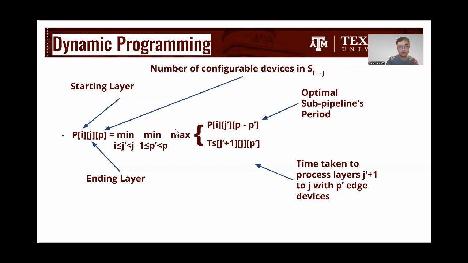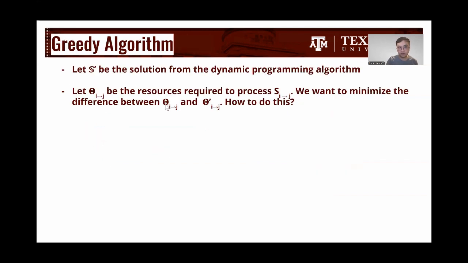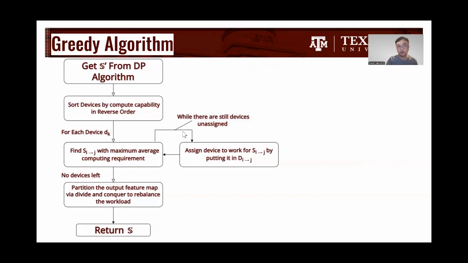Then we perform a min over these two ranges, and then we take the maximum of this during those mins. So it becomes a min-max problem. Then there's the greedy algorithm. Let S prime be the solution from the dynamic programming algorithm. We're going to let omega of I to J be the resources required to process the stage of I to J. We want to minimize the difference between any of these two omegas. How do we do this?